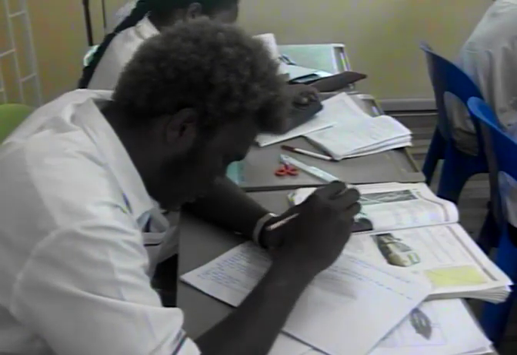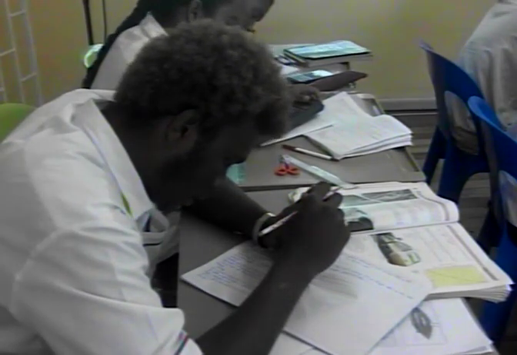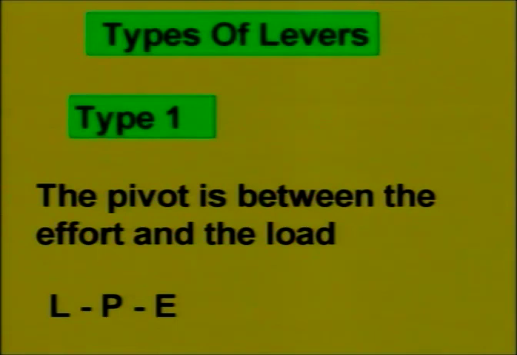All right, these are the types of levers that we will study. The first type is where the pivot is between the effort and the load. Another name given to that pivot would be fulcrum. Okay, that is where you have the load, and then the pivot is there in the middle, and at the end you have the effort.